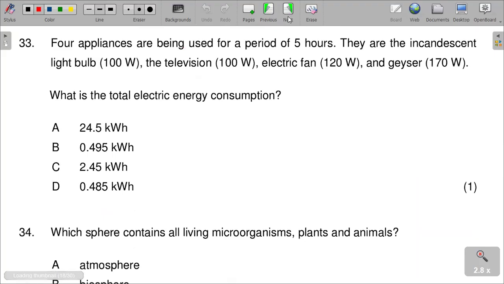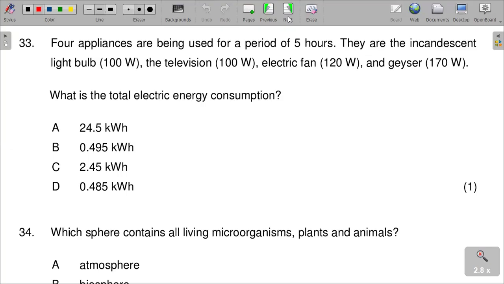For appliances, four appliances are being used for a period of 5 hours. They are the incandescent light bulbs 100 watts, the television 100 watts, electric fan 120, and these are 170. What is the total electric energy consumption? Class, when we talk about total, we are just supposed to add that.